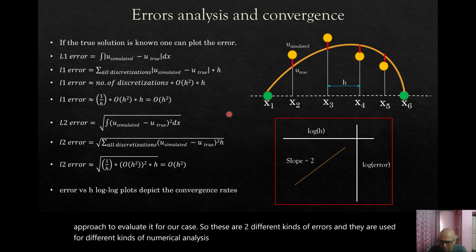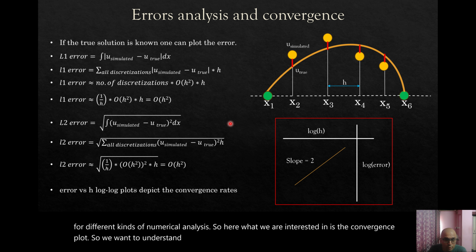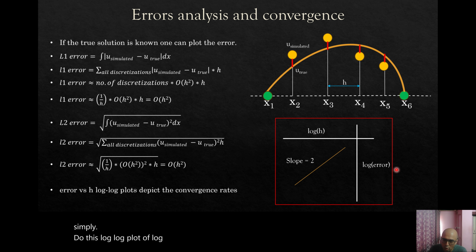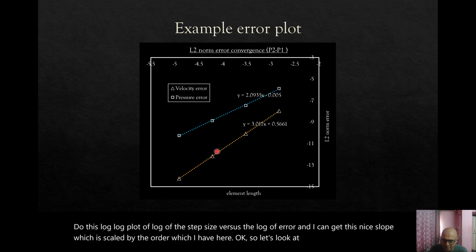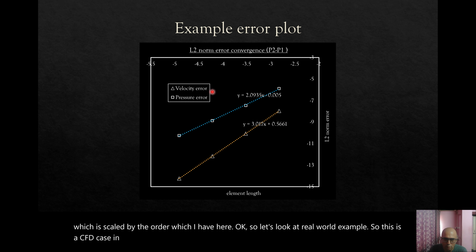Here what we are interested in is the convergence plot. We want to understand the rate at which the convergence phenomenon occurs. We can simply do this log plot of the log of the step size versus the log of error, and I can get this nice slope which is scaled by the order which I have here. Let's look at a real world example. This is a CFD case in which the velocity error is converging at order of 3 and pressure error is converging at order of 2.